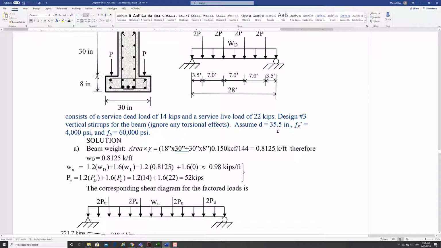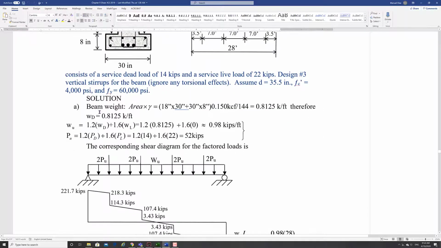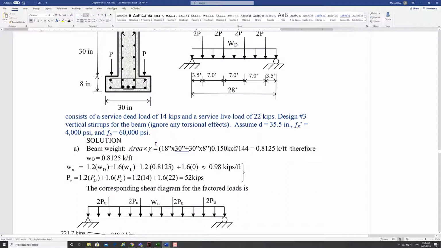Assume a d value of 35.5. They give you the f'c and the fy. So we find our beam weight, and as always it is the area of the cross section, okay, which in this case is a T shape, times the gamma. And so here is the area times the gamma, right? We change it to feet, and so we got the weight in kips per foot, right? And so that will be a dead load, right?